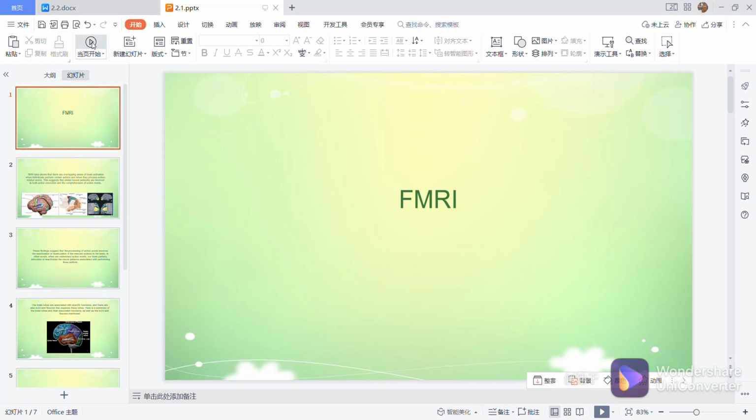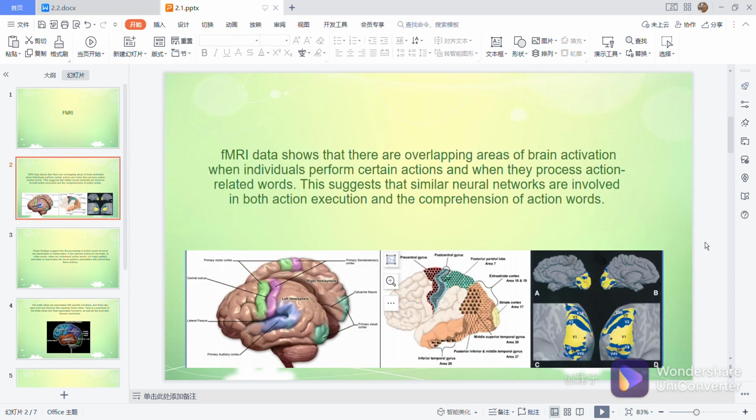Data shows that there are overlapping areas of brain activation when individuals perform certain actions and when they process action-related words. This suggests that similar neural networks are involved in both action execution and the comprehension of action words. When individuals read or hear leg-related words, areas adjacent to and overlapping with regions involved in foot movements are activated.